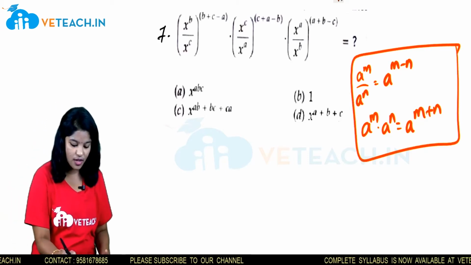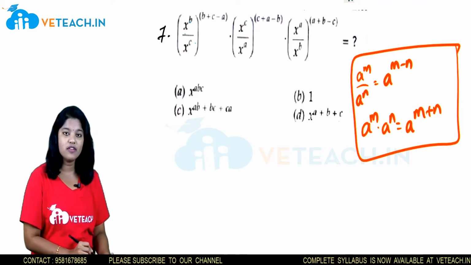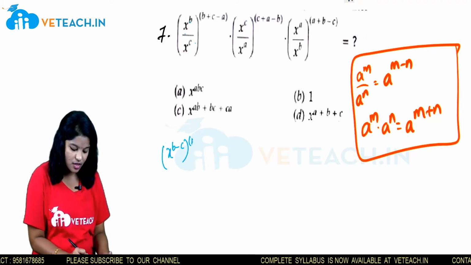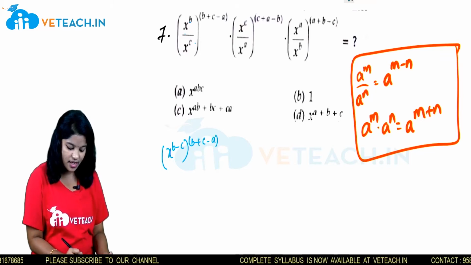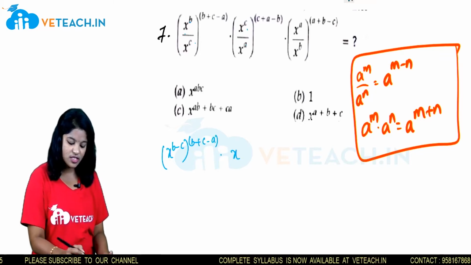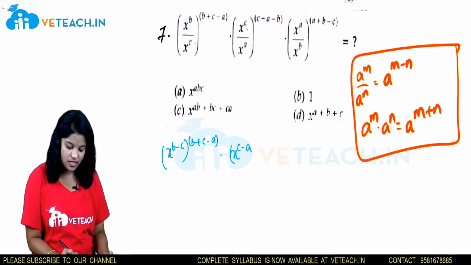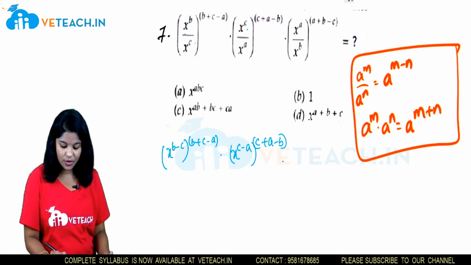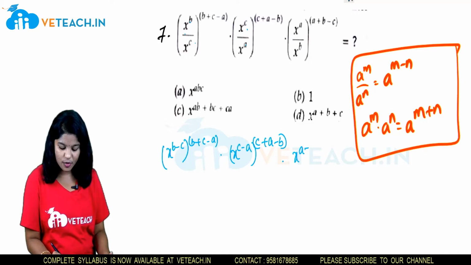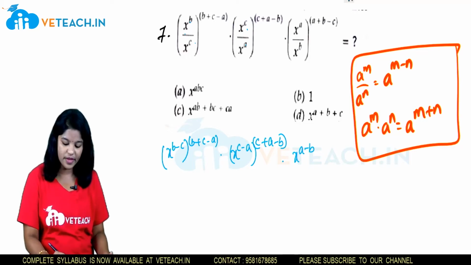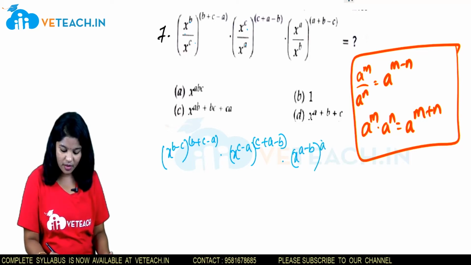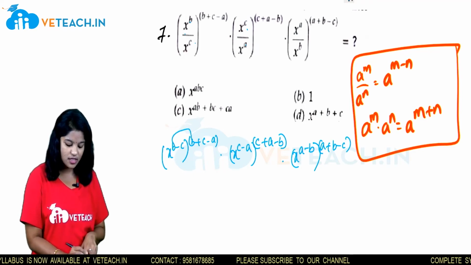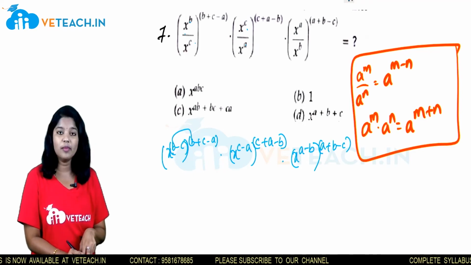So first let us write down x^b / x^c. So it is x^(b-c) to the power b+c-a. Here x^c / x^a, that is x^(c-a) to the power c+a-b, times x^a / x^b, that is x^(a-b) to the power a+b-c. Now multiply both with the b+c-a.